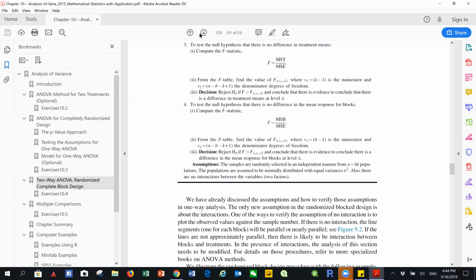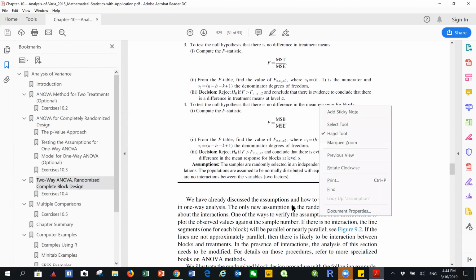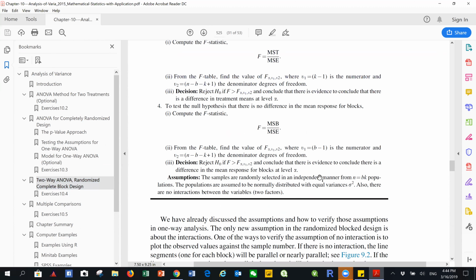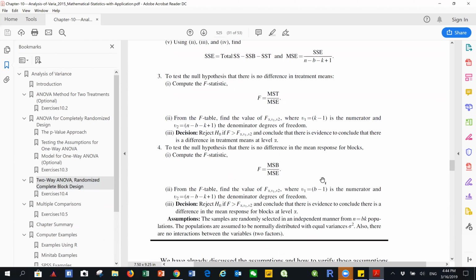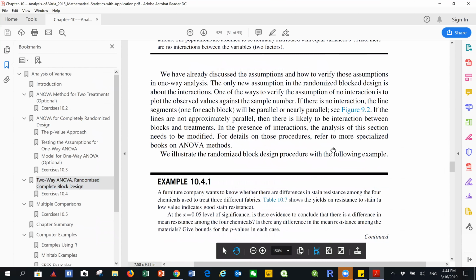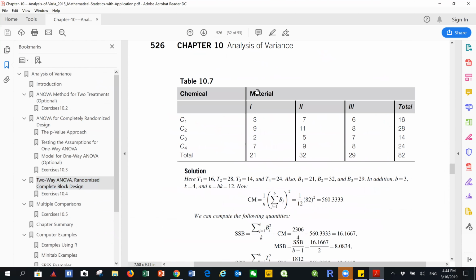Although we call it randomized block design, I prefer to call it a two-way ANOVA, because in fact each way is a kind of treatment. It's a variable, and the combination of the different levels of the two different factors constitutes all the treatments. And you can see the table becomes more complicated.